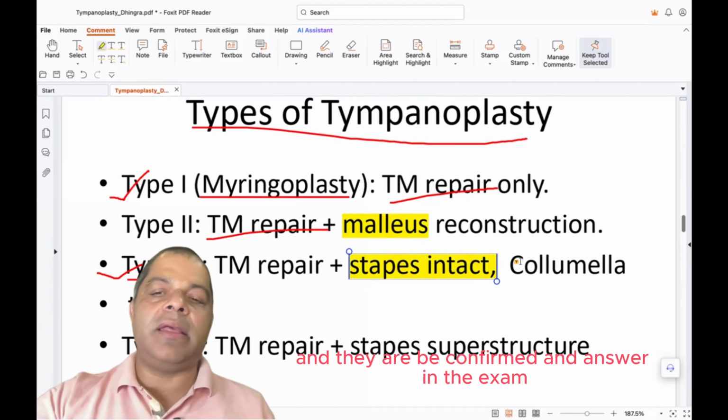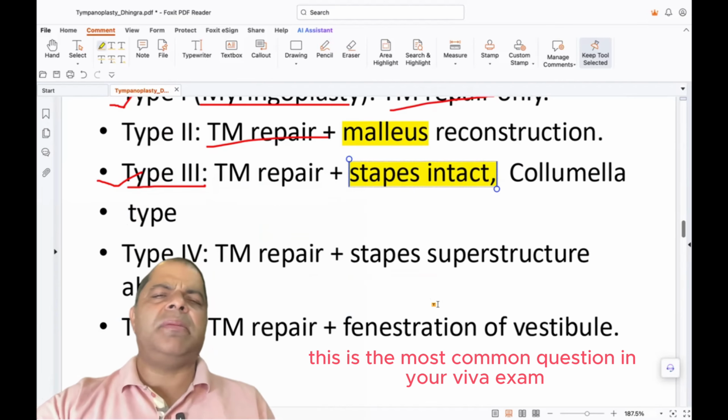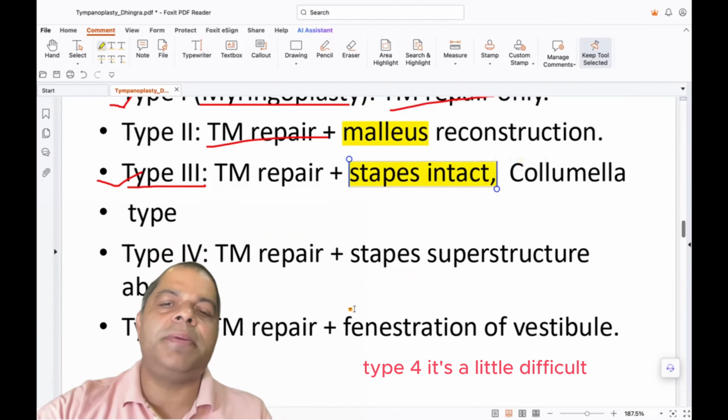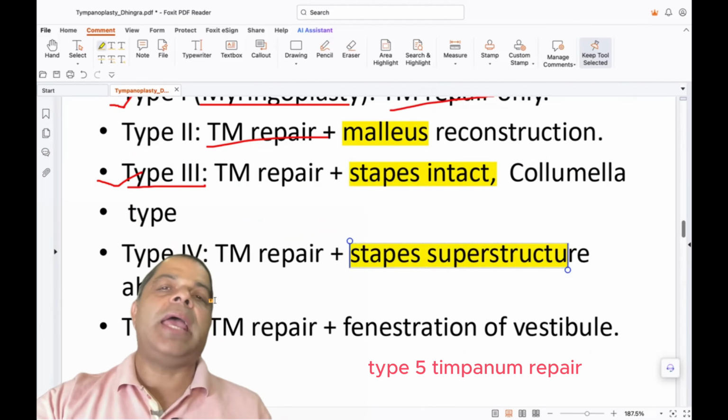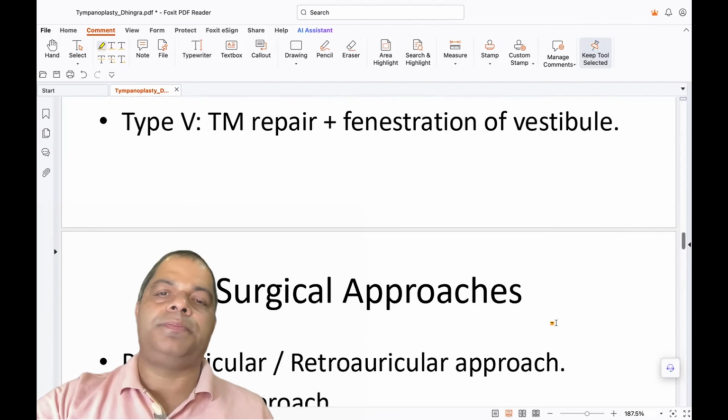They are asking this here and there, so be confident and answer in the exam. This is the most common question in your viva exam. Type 4 is a little difficult. There is no superstructure. Type 5, tympanic repair, and there is a fenestration in the vestibule.